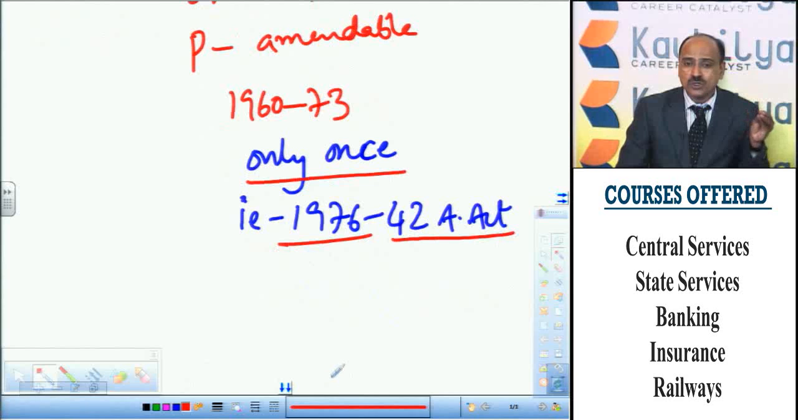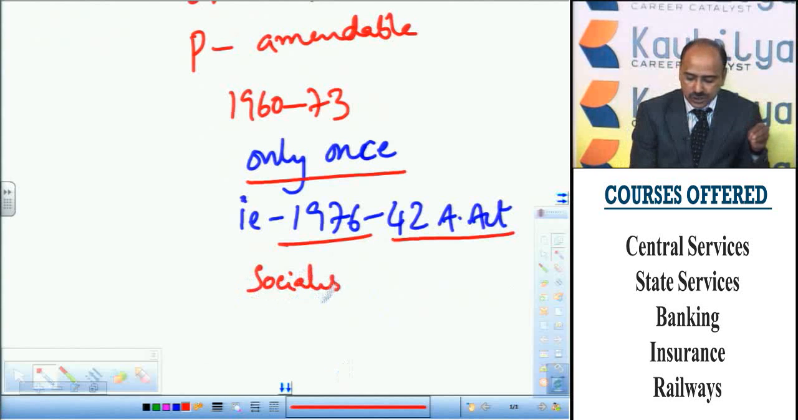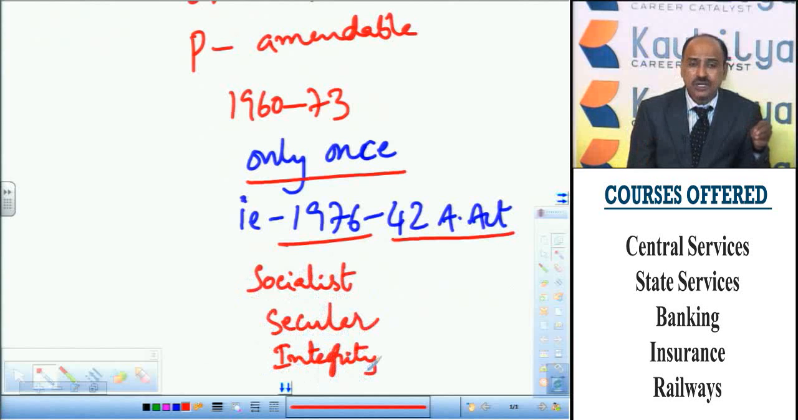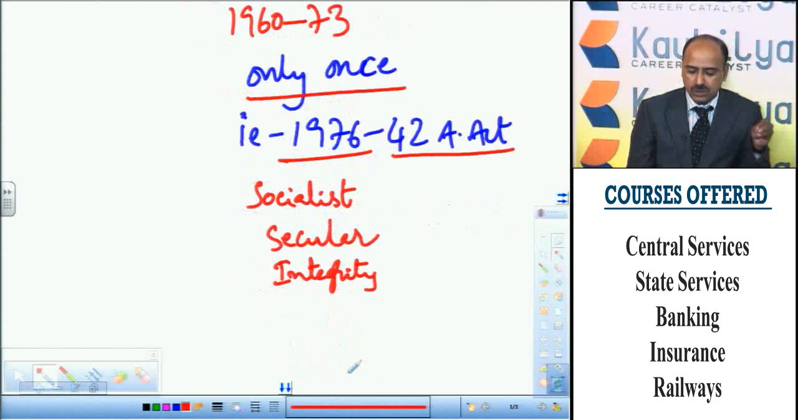Three important words were added to the preamble. They are socialist, secular, integrity. These three words were added to the preamble. Socialist, secular, integrity. So these are the main important points we have to concentrate on.